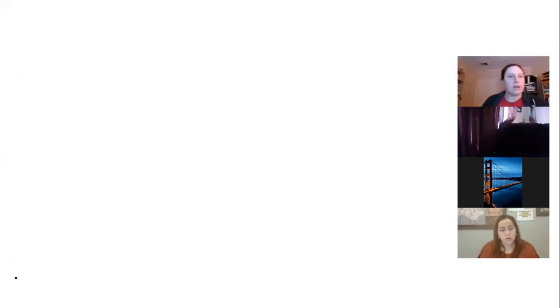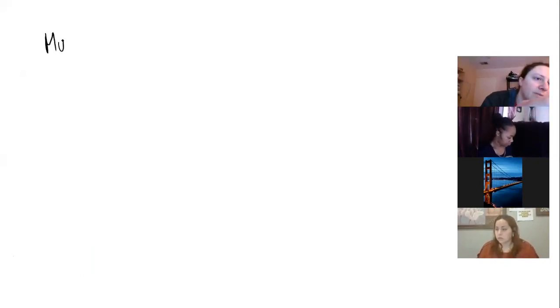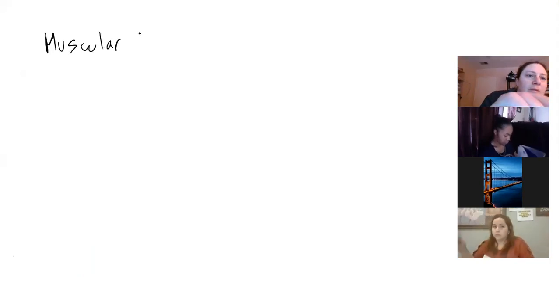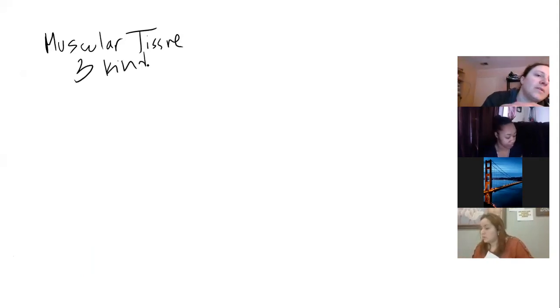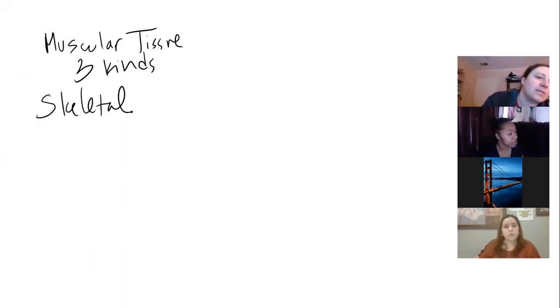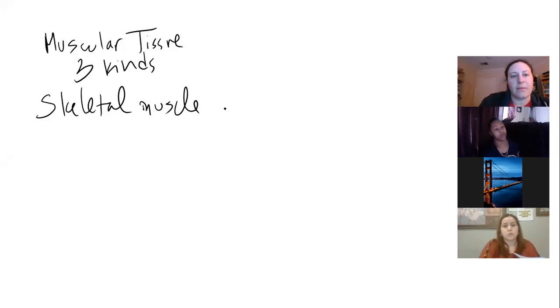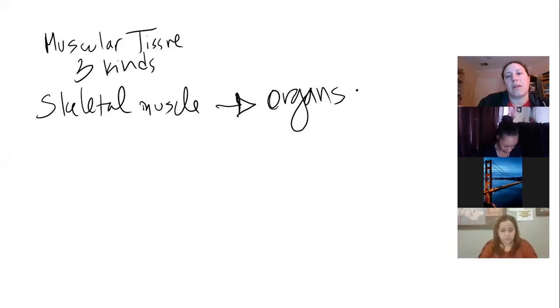Okay, so we covered a lot of different things, but basically everything comes under muscular system, right? So the muscular system is concerned with muscular tissue. Right, so we know that there's 3 kinds of tissue. They all have their own characteristics. We know that skeletal muscle tissue is the one that's actually in the muscular organs that we call muscles.